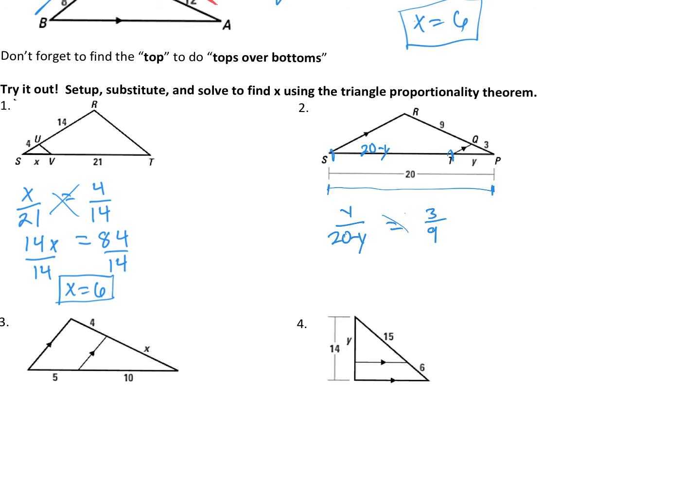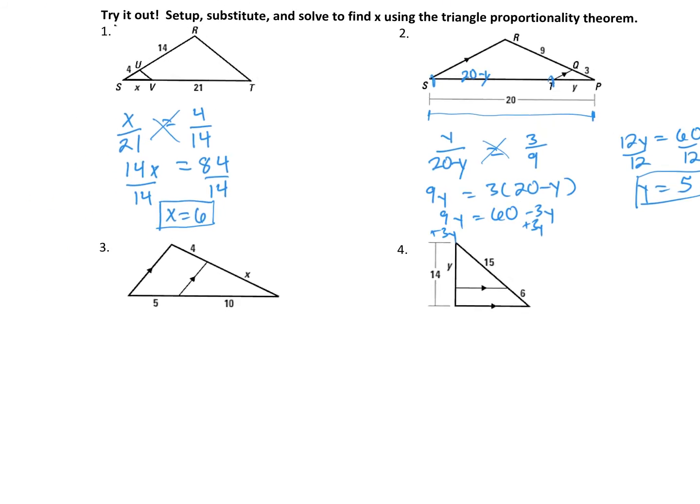We just got to cross multiply, use our steps. The first is 9y. 3 times 20 minus y gives us 9y equals 60 minus 3y. I'm going to move this over here. First, I'm going to add 3y to both sides. This gives us 12y should equal 60. Divide by 12, divide by 12, y equals 5.